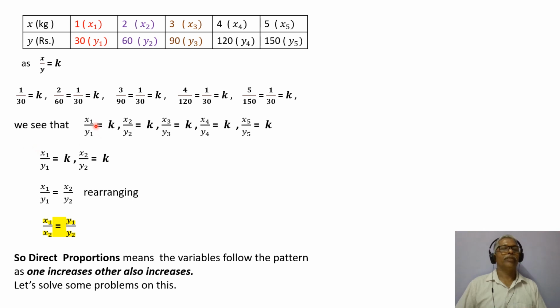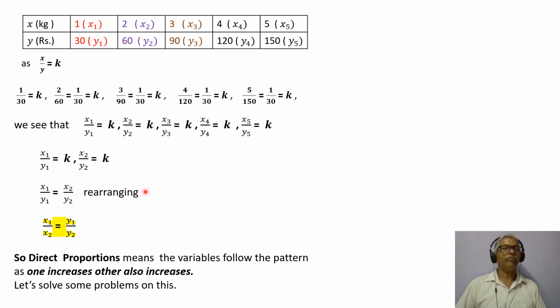So we see that x1 upon y1 is equal to k, x2 upon y2 is equal to k, x3 upon y3 is equal to k, like that. All x5 upon y5 is also equal to k. So if we take only this, x1 upon y1 is equal to k and x2 upon y2 is equal to k, that means x1 upon y1 is equal to x2 upon y2.